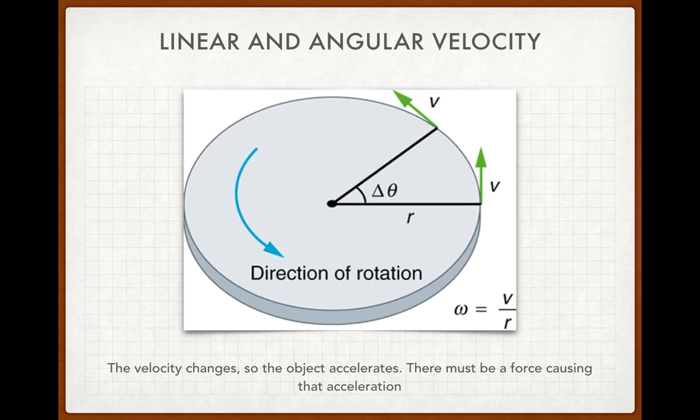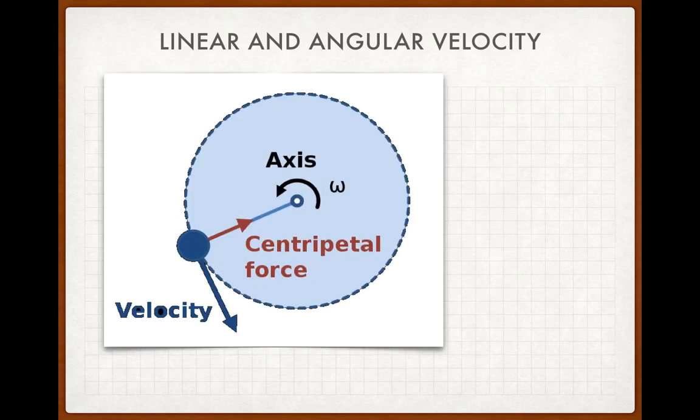If the particle is accelerating, there must be a force causing the acceleration, and this force we call the centripetal force. It's always perpendicular to the velocity, so it's always directed towards the center, like so. So as the object goes around, the centripetal force is directed towards the center of the circular motion, and that causes the particle to accelerate, which causes the velocity to change.